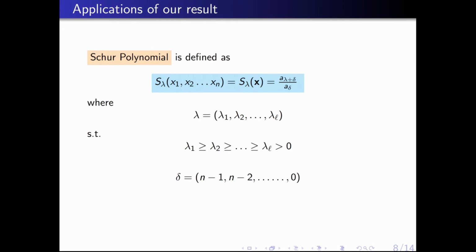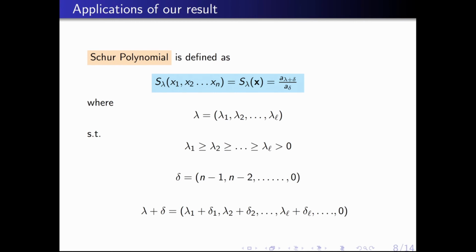What is A of lambda plus delta? That is in the numerator. Before understanding A of lambda plus delta, let's try to understand what is lambda plus delta. Lambda plus delta is nothing but the sum of individual components of lambda and delta. Note that L will always be less than or equal to n, and thus the rest elements of lambda can be considered as zeros if L is not equal to n.